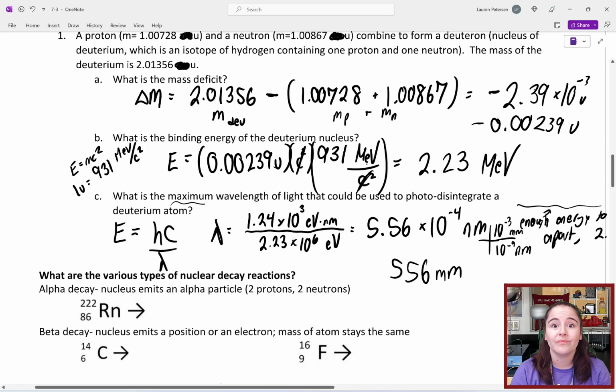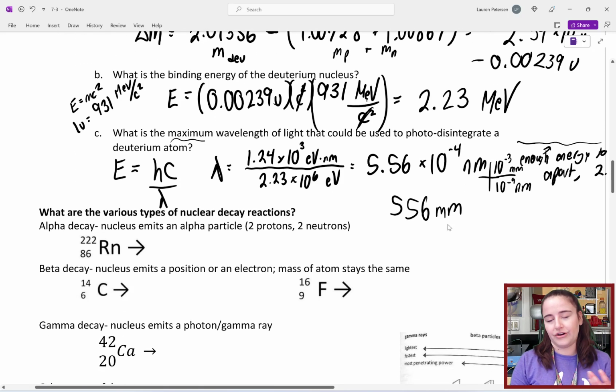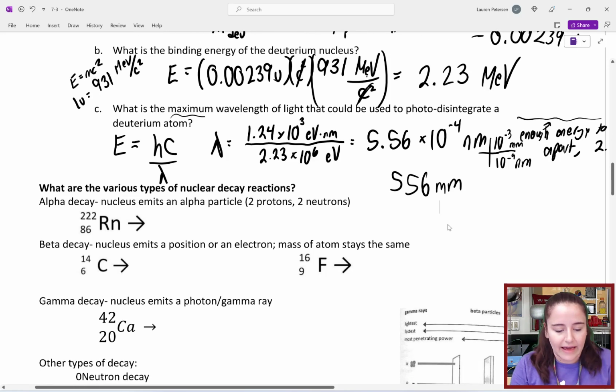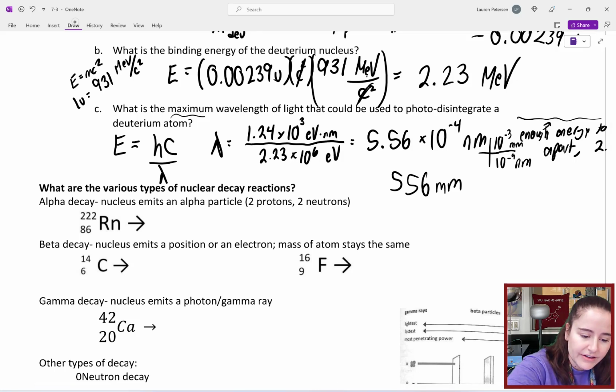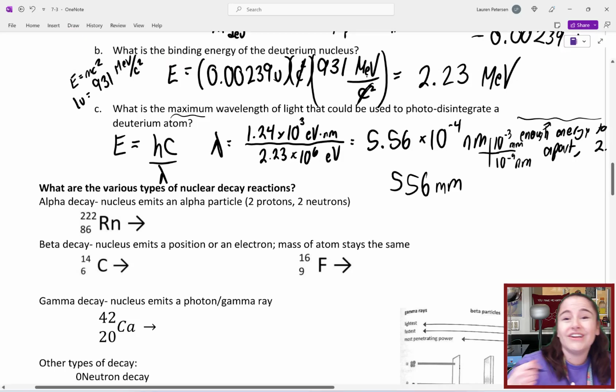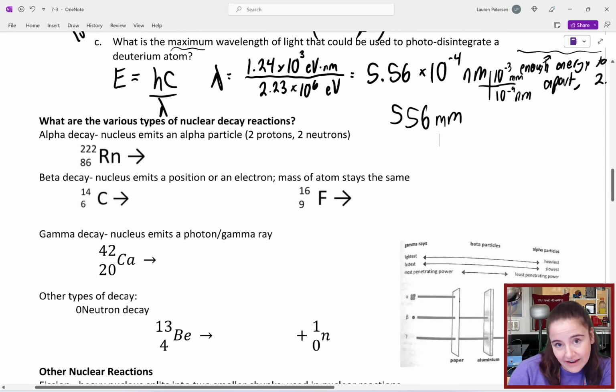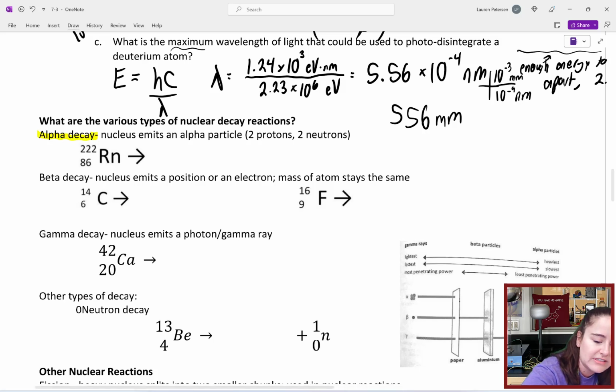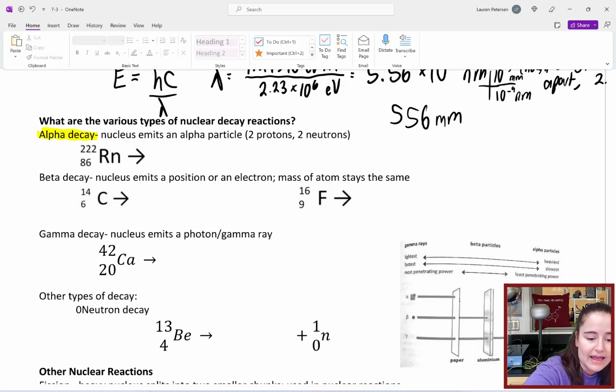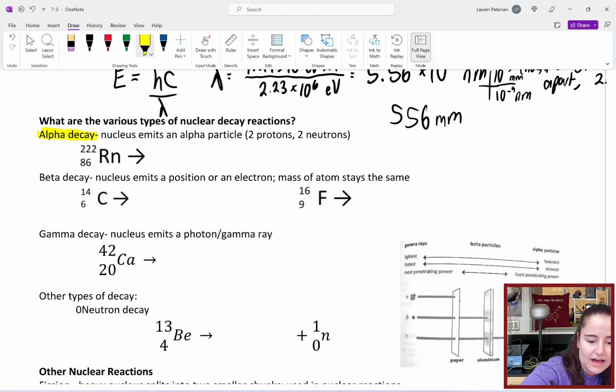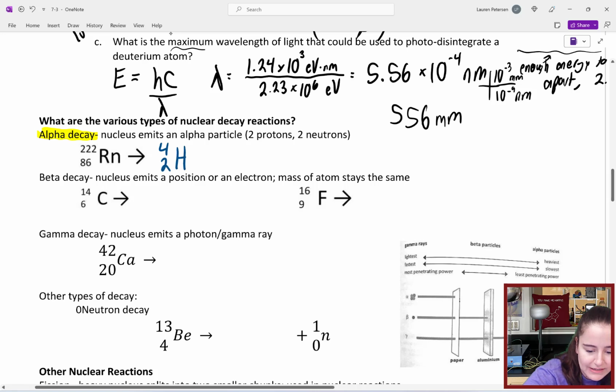Okay, cool. Let's go ahead and look at some different nuclear reaction types. There are a couple different types of decay reactions that you're going to see. These are not the only nuclear decay reactions that exist. This is just some of the more common ones. Alpha decay is when something emits an alpha particle. So that alpha particle is the 4,2 helium. That is the alpha particle.